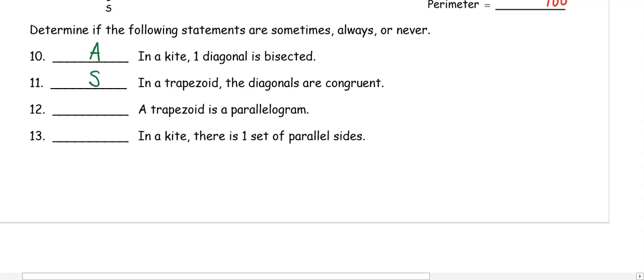A trapezoid is a parallelogram. So remember, in a trapezoid, we have one set of parallel sides, while in a parallelogram, we have two sets, so this was never going to be true. And our last one, in a kite, one set of sides is parallel. Remember the difference between a kite and all the other branches of our different quadrilaterals is that they have parallel sides. Well, kites have zero parallel sides, so this is also a never.